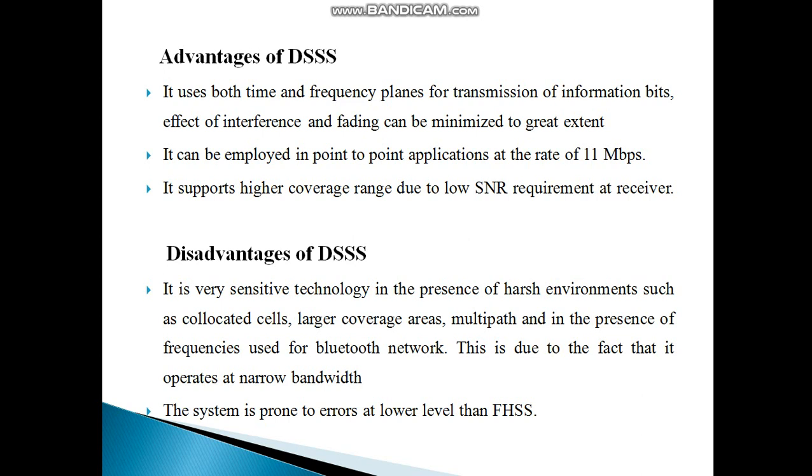There are some advantages of DSSS. It uses both time and frequency planes for transmission of information bits, the effect of interference, that means limitations, and fading can be minimized to a great extent. It can be employed in point-to-point applications at the rate of 11 Mbps. It supports higher coverage range due to low SNR requirement at the receiver end. There are some disadvantages. It is a very sensitive technology. And next, the system is prone to error at a lower level than FHSS.